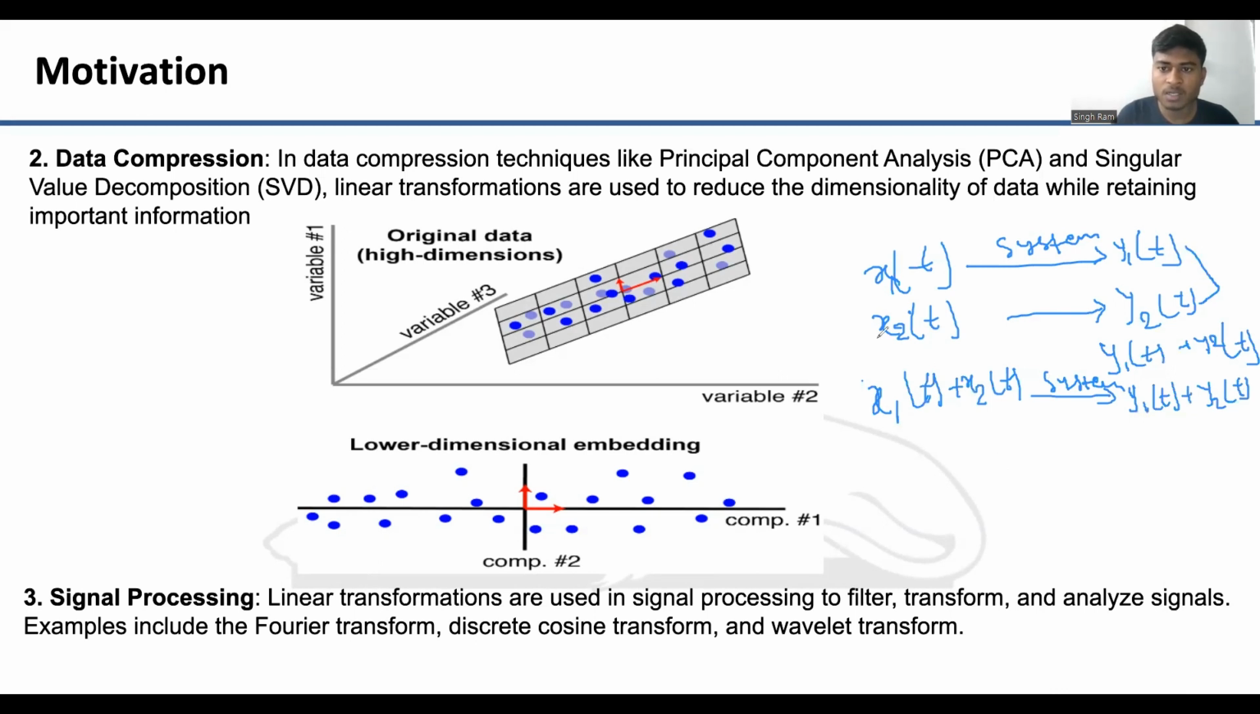If we pass them individually through the system, then there will be individual results, and adding them we find another signal. Or here, adding these two signals initially and passing them through the system, we get the same signal, right? We are getting the same signal. Like this, we are using the linear transformation in many ways.